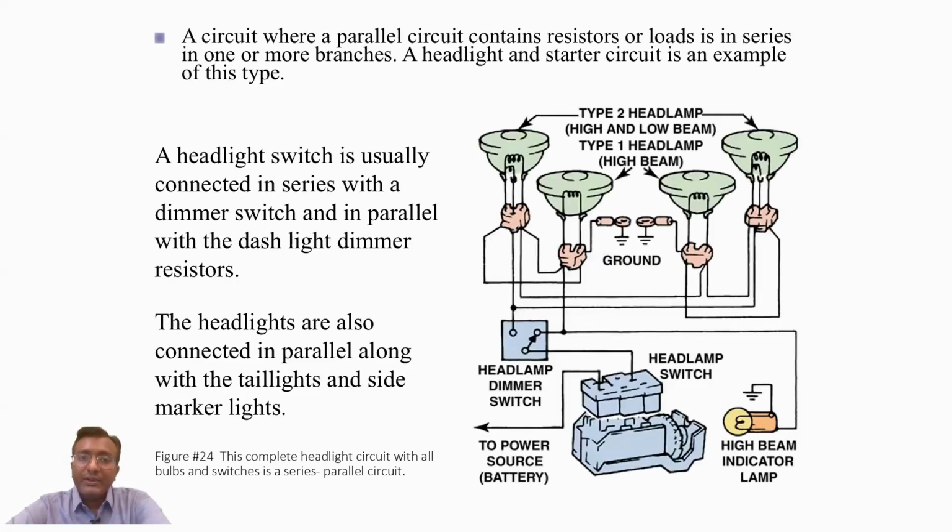Now, a circuit where a parallel circuit contains resistors or loads in series in one or more branches. A headlight and a starter circuit is an example of this type. A headlight switch is usually connected in series with the dimmer switch and in parallel with the dash light dimmer resistor. The headlights are also connected in parallel along with the tail lights and the side marker lights.